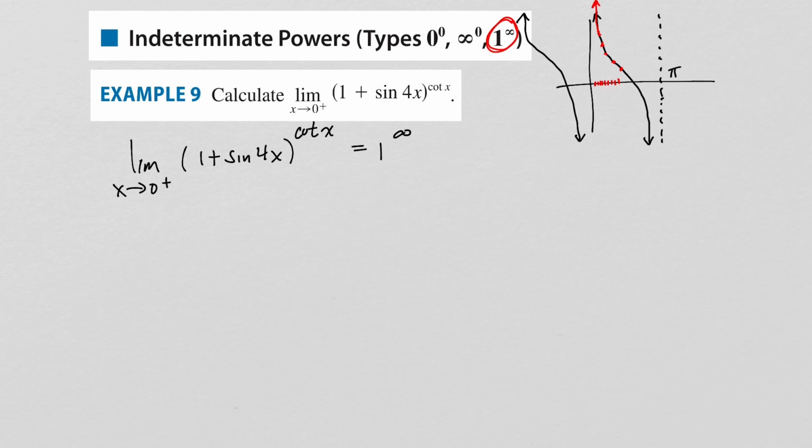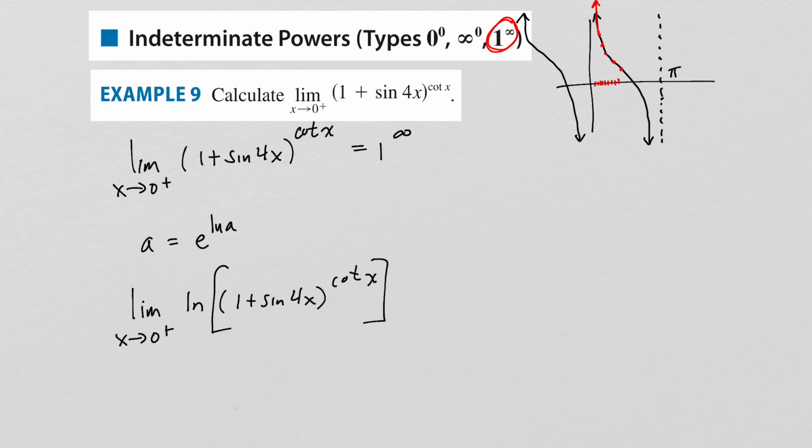So let's remember that if you have some number a, you can express this as e to the natural log of a, right? And this is because the e and the natural log cancel out. All right, so what I'm going to do here is take the original limit as x approaches 0 from the right, 1 plus sine of 4x to the cotangent of x. But instead of looking at that limit again, I'm going to look at the limit of the natural log of that thing. Okay, so I'm working on this part.